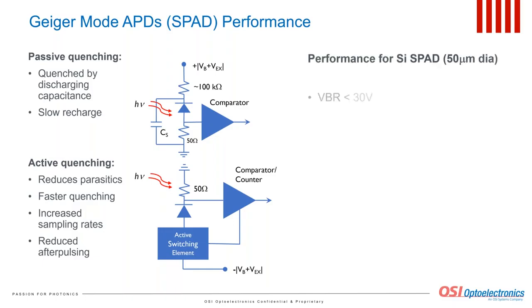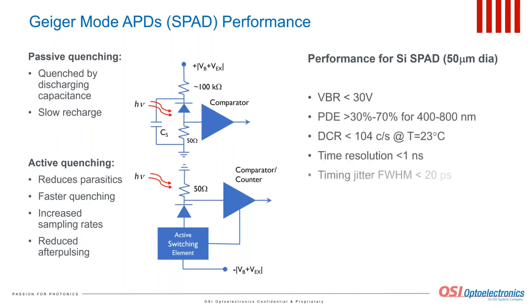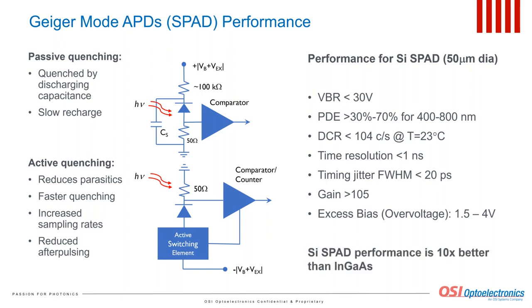Performance achieved for silicon APDs is the following. Breakdown voltage below 30 volts, photon detection efficiency around 30 to 70% for up to 800 nanometer spectral range, dark count rate below 10 to the power 4 counts per second at room temperature, time resolution less than 1 nanosecond, and gain over 10 to the power 7. Performance achieved for InGaAs APDs is about 10 times worse than that for silicon APDs.